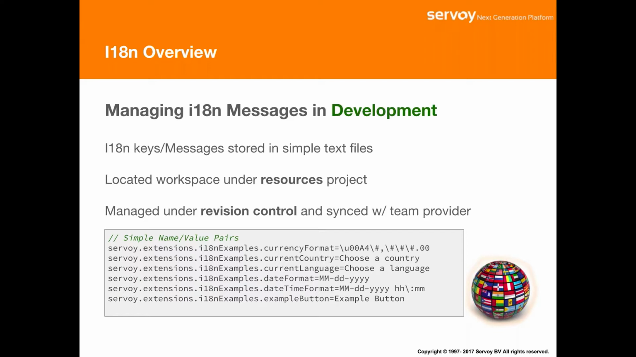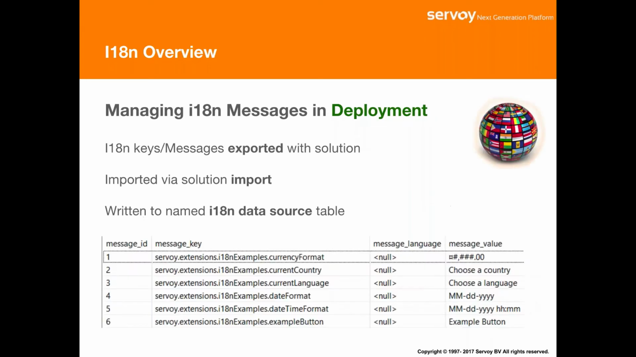In development, I18N messages are stored in those text files that I showed you. Those go under revision control. They're in your workspace, and that's what's used when you're working in developer. At deployment, they get written to that table, and so you have to have that data source with that name table there that you set up at the very beginning, and those get populated.